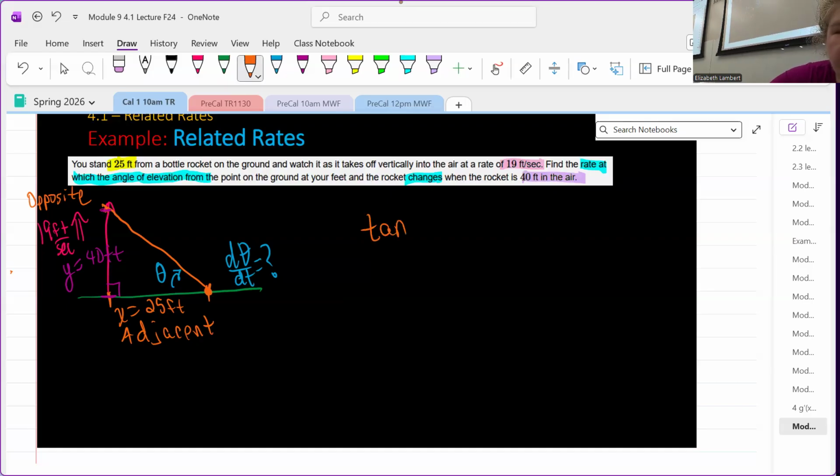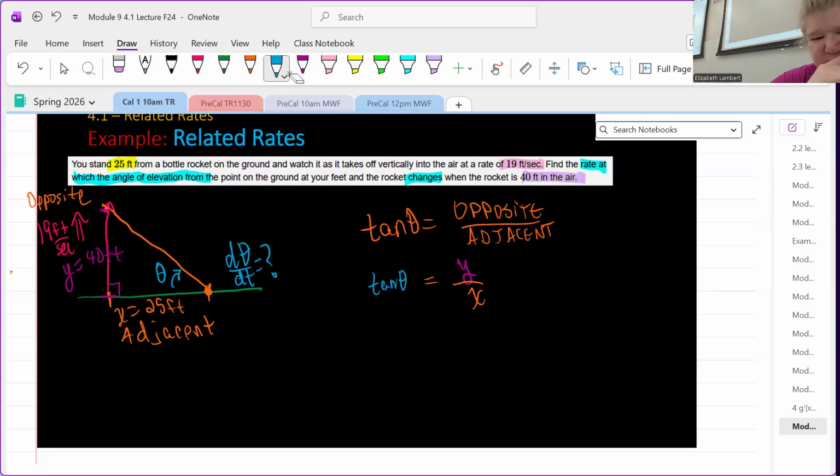The tangent of theta is our opposite side over our adjacent side. Well, we called our opposite side y and our adjacent side x. All right, so I know the rate at which y is changing.